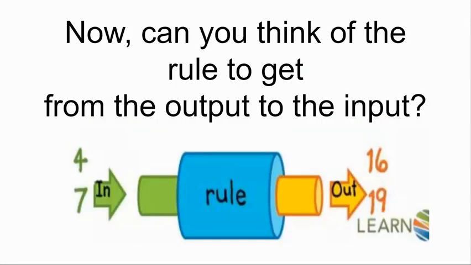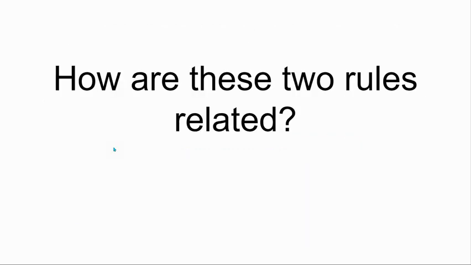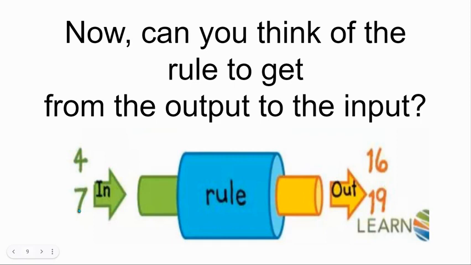Okay, so now what I want you to do, this is the twist. Can you think of the rule to get from the output to the input? So imagine I only gave you the 16. I gave you these numbers, but now I'm saying, instead of what did we do to the 4, right? What did we do to the 7? Now what I want us to think about is, if I give you the 16 and 19, what can you do to it to get the 4 and the 7? Okay, take a pause and figure that out.